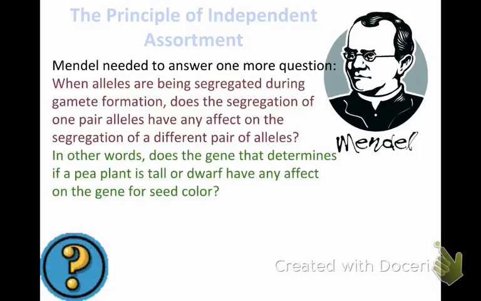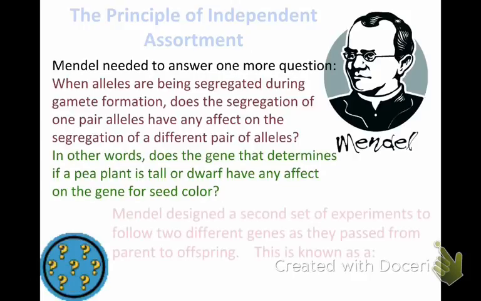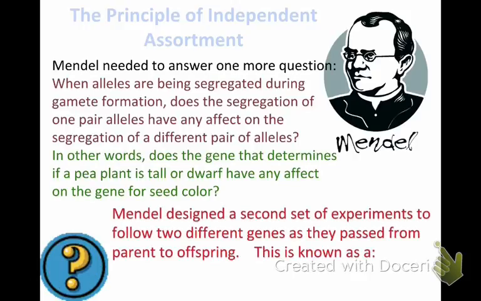When alleles are being segregated during gamete formation, does the segregation of one pair of alleles have any effect on the segregation of a different pair of alleles? In other words, does the gene that determines if a pea plant is tall or dwarf have any effect on the gene for seed color? Mendel designed a second set of experiments to follow two different genes as they passed from parent to offspring, and this is known as a two-factor or dihybrid cross.